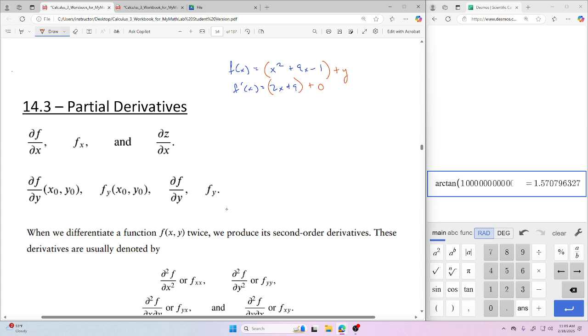So what? I used a letter. I can use z, I can use t, I can use a, b, c. Doesn't matter. It's just another letter, and you treat it just like you would your x in your derivative. Okay? So another example. I'm going to show you another one.